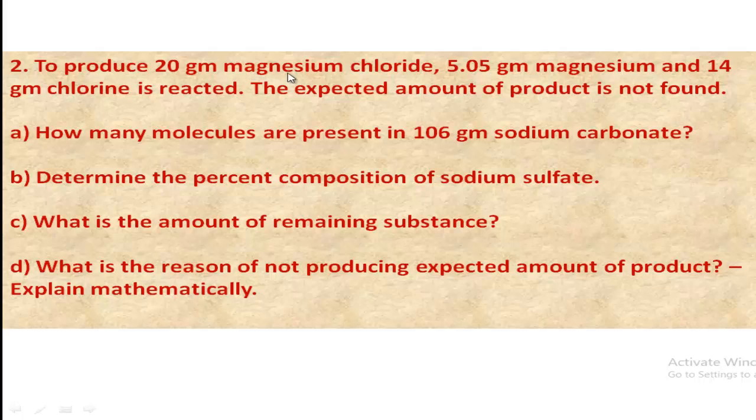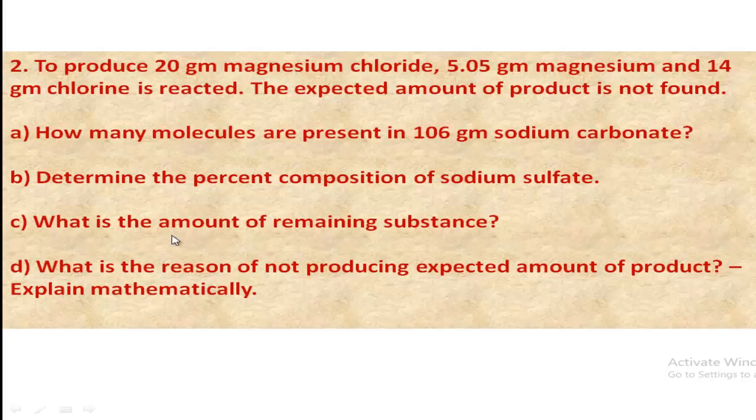To produce 20 gram magnesium chloride, 5.05 gram magnesium and 14 gram chlorine are reacted. The expected amount of product is not found. Similar question in your exercise. How many molecules are present in 106 gram sodium carbonate? Because 106 gram is actually the molecular mass of sodium carbonate, 1 mole sodium carbonate contains Avogadro's number of molecules. So directly its answer will be 6.02 into 10 to the power 23.